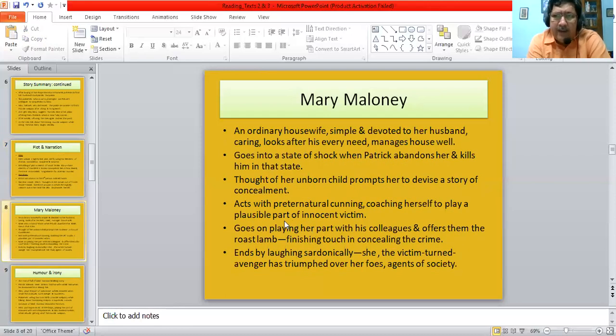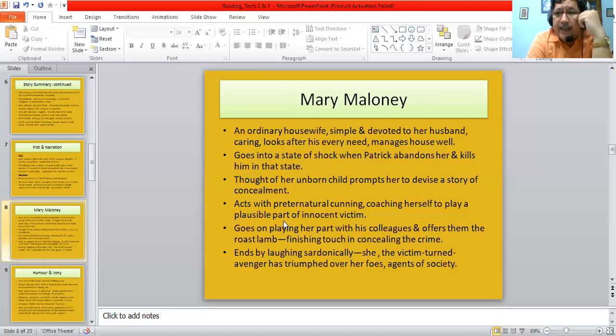Now, when we go on to talk about the characters, obviously, Mary Maloney is the most important character in the story. And she's quite an interesting character, as a matter of fact. What is most striking about her at the very beginning is that she is very ordinary. Her ordinariness is the most striking feature. She is an ordinary housewife. She is simple, unostentatious, unassuming, and she is devoted to her husband.